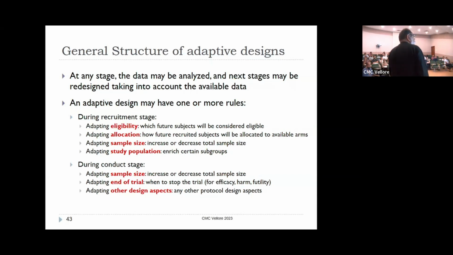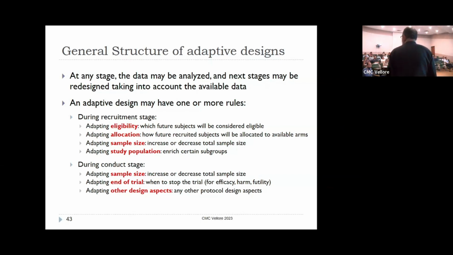Or I may say, one of the interventions, I want to be able to get more people into it if I have, again, a better effect going on. That may be tough to do. So I may want, instead of doing 1-to-1, I may want to do 2-to-1 or get more controls. Sample size is what most people are attracted to do, increase or decrease the sample size, or enrich certain subgroups.